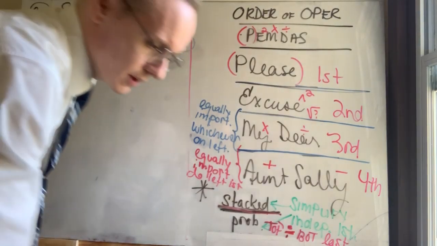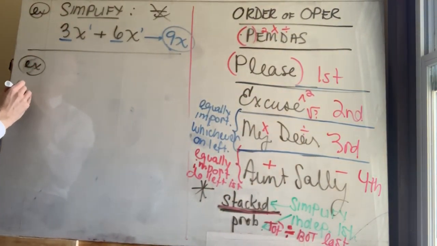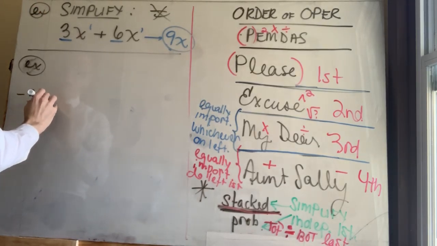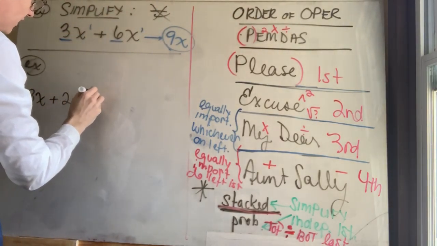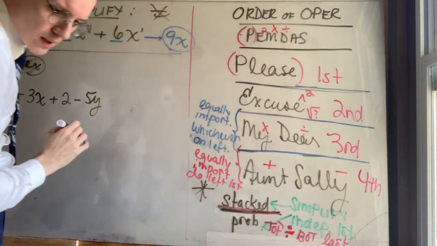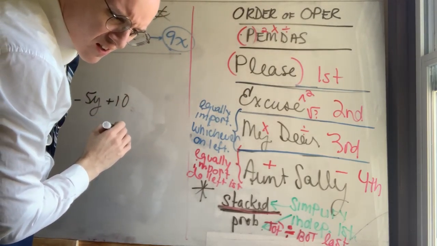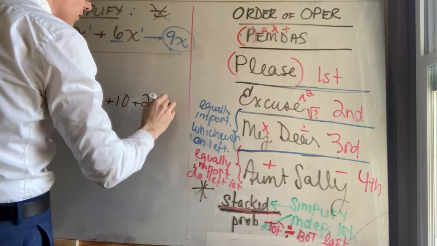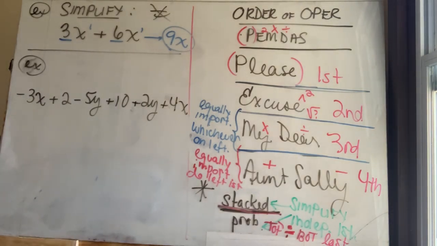Suppose you had a more complicated problem. Let's see, I'm going to write this as minus 3x plus 2 minus 5y plus 10 plus 2y plus 4x. Now, again, no sign of an equals here, so you really have to simplify it.